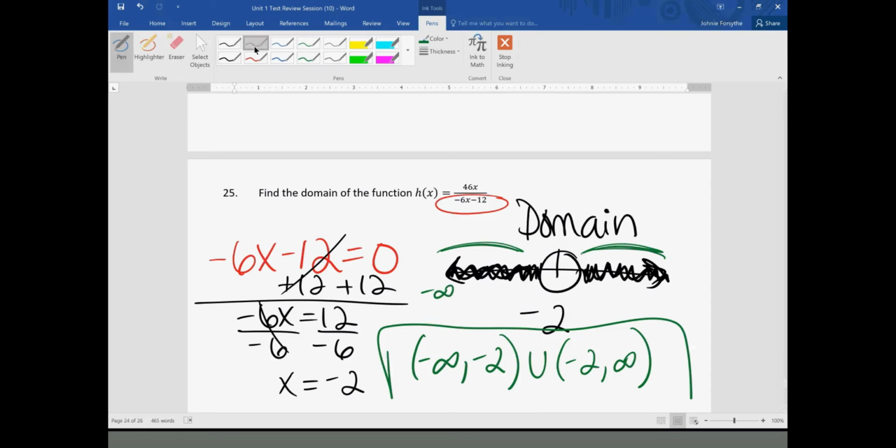So you have to find out what value to exclude from your domain so you can figure out what the domain would be.